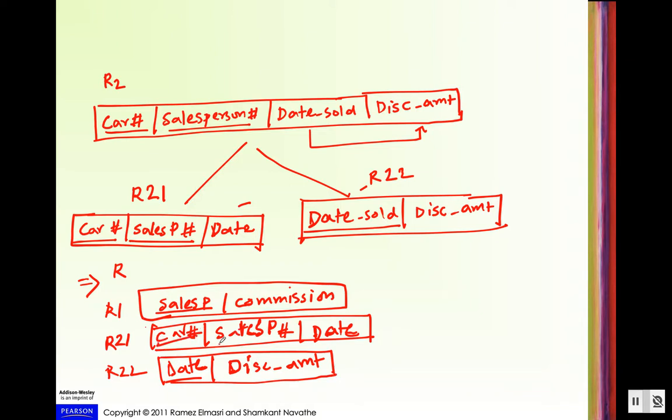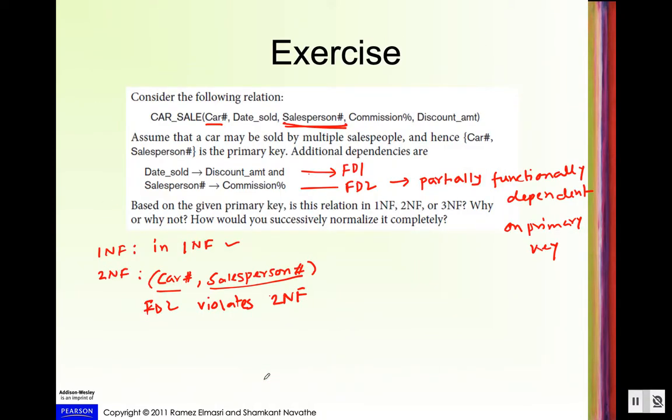Here these are the primary keys. In R1, salesperson is the primary key. In R21, car number and salesperson is the primary key. And in R22, date sold is the primary key. Let me write the real attribute name. Here it is actually date sold, so date sold is the primary key. And that's how we are going to decompose the car sale relation.